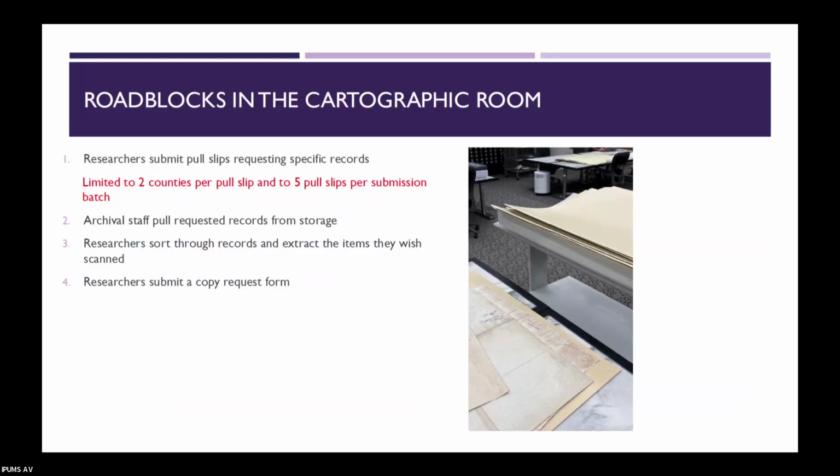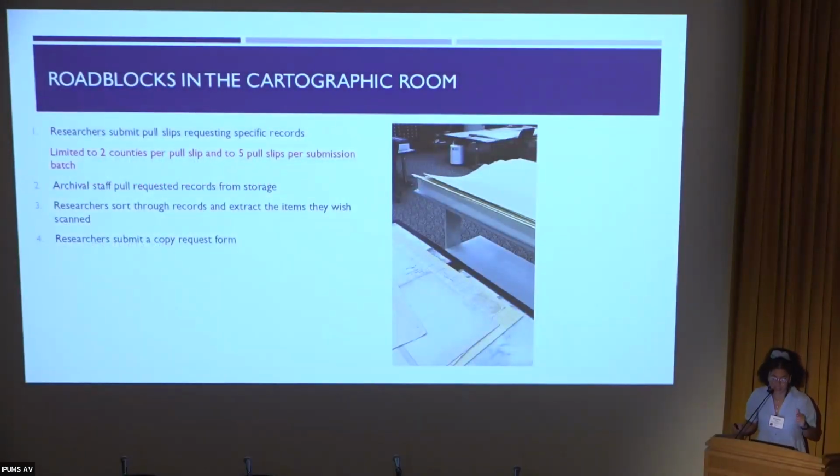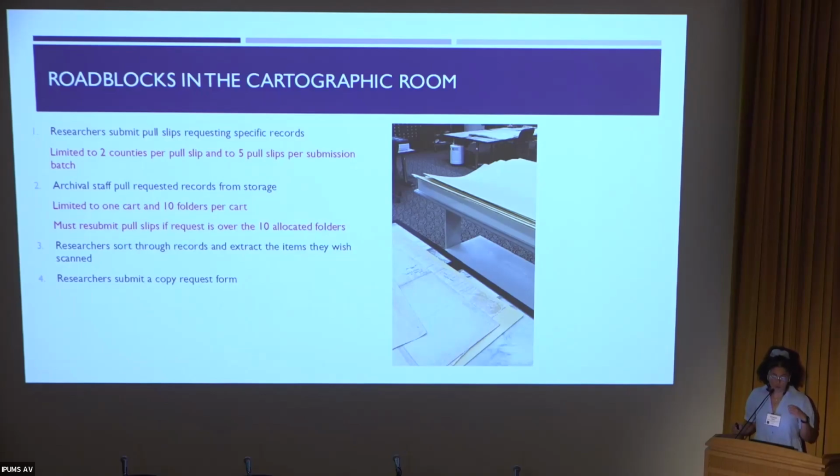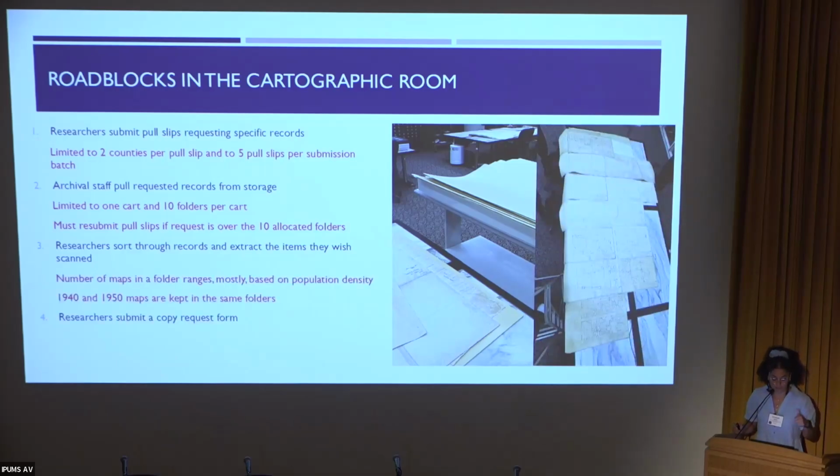At almost every point, there was something that sort of slowed the process, even if it did make sense or was administratively reasonable. But for poll slips, you had to limit yourself to 2 counties or 2 identifiers, and you could only submit 5 poll slips at a time. Then you were also limited to 1 cart, and that cart could only have 10 of these sort of, you can see massive folders on them. And if you go over your allotted cart, you have to resubmit and go through the process again.